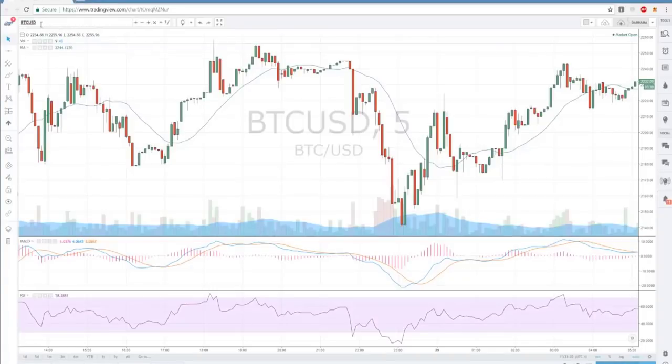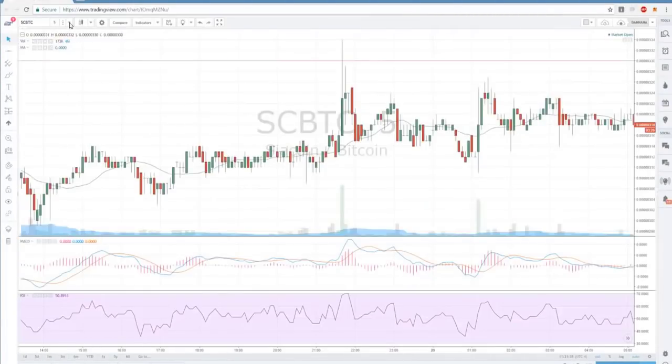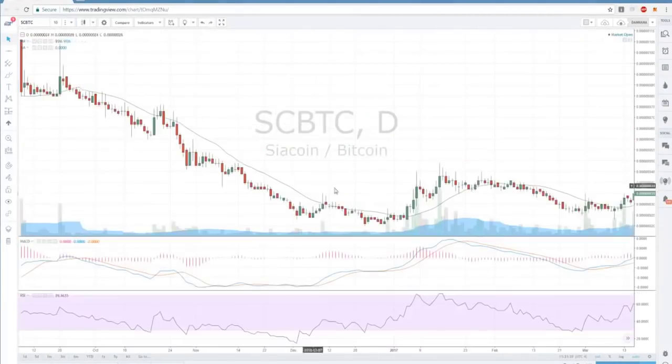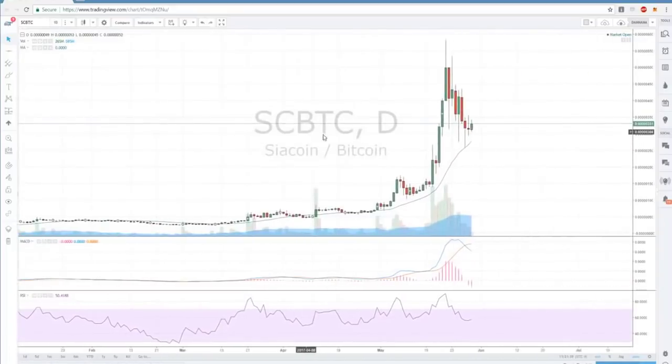Saya coin. So whenever I'm looking at a chart, the first thing I do is look at the daily time frame and I zoom in from there.